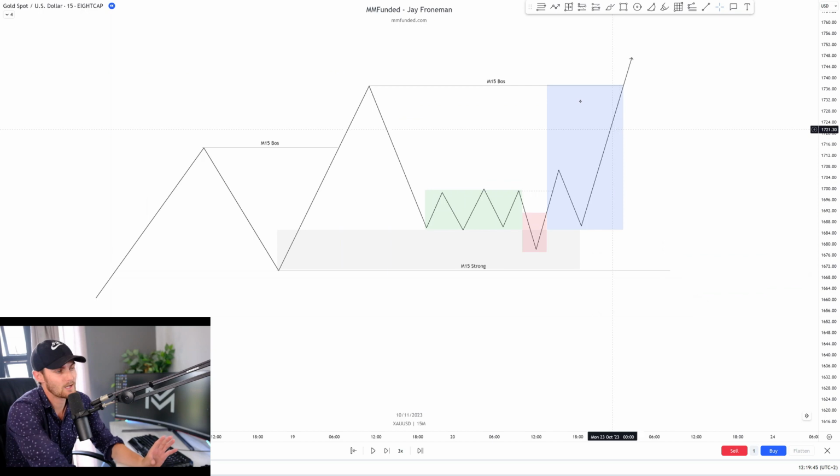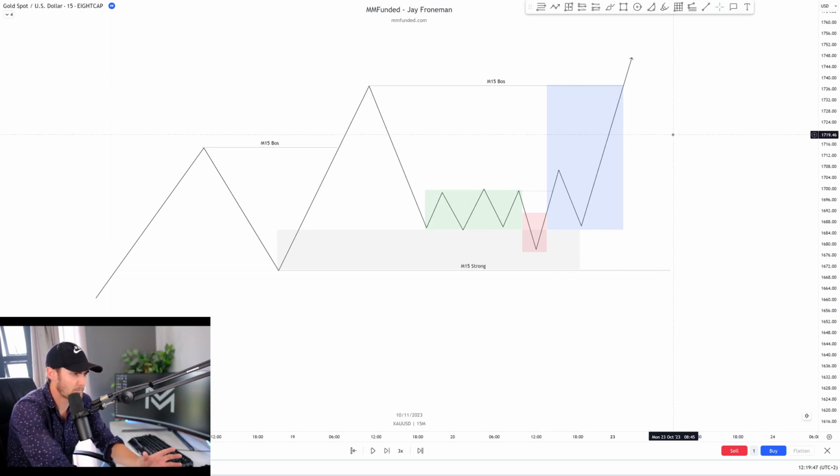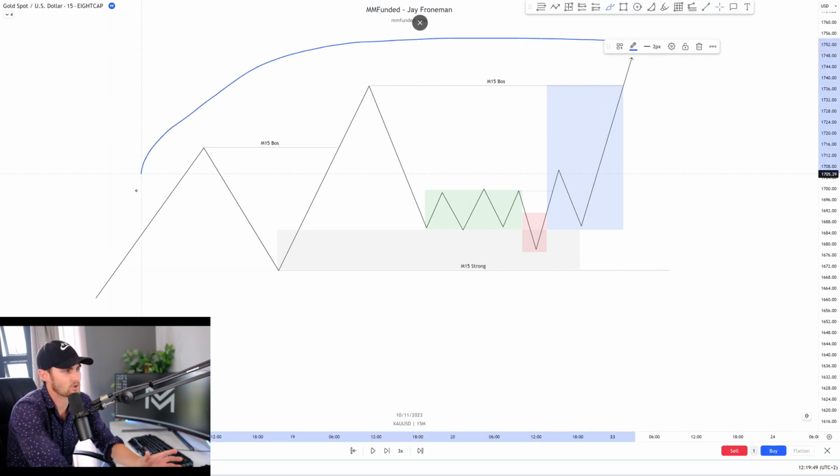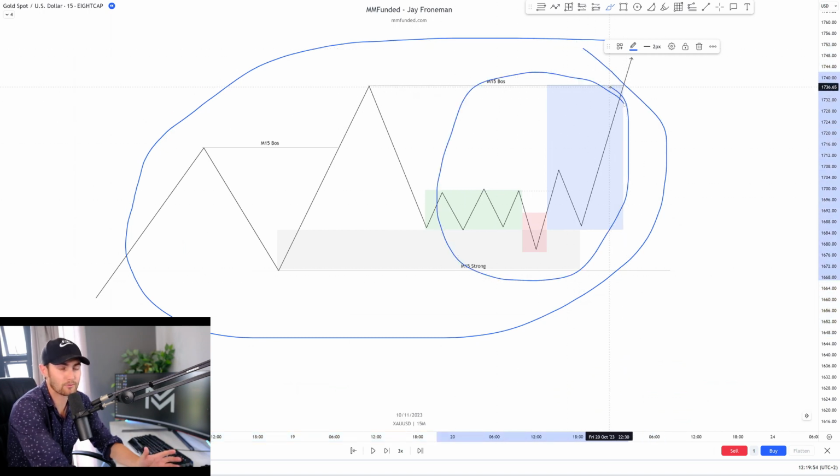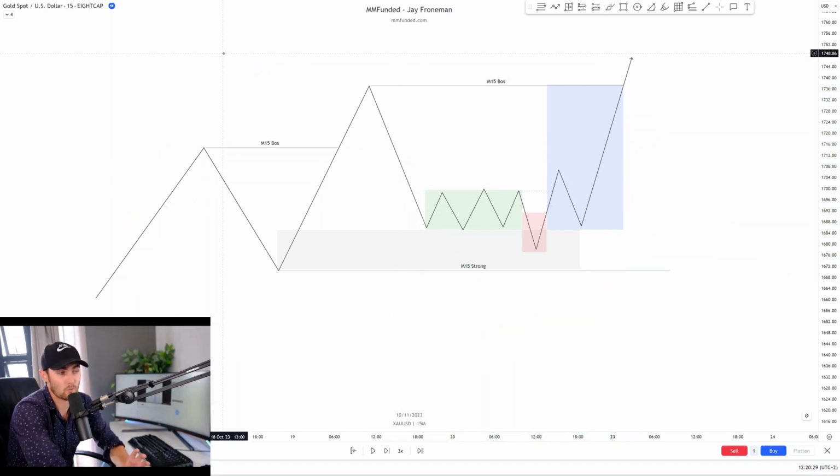But with that being said, let's continue with one or two live examples of identifying your structural story and using ICT's power of 3 as your entry confirmation to continue following through the delivery of price. Let's first discuss what accumulation, manipulation, and distribution consists of.